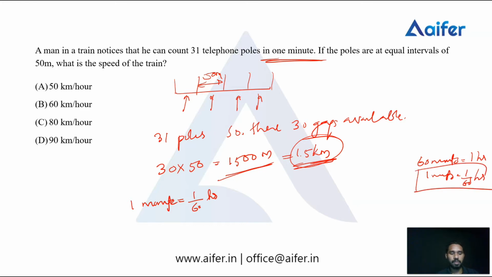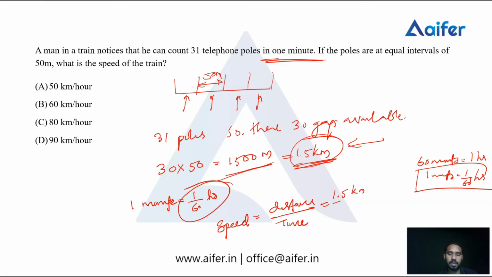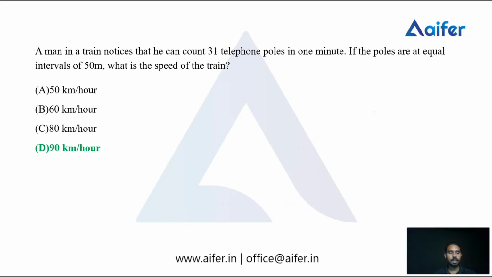So 1 minute is equal to 1 by 60 hour. So this distance is traveled in this much time. So we need to find the speed of the train. Speed is equal to distance by time, which is 1.5 kilometer divided by 1 by 60 hours. So it becomes 1.5 into 60, which is equal to 90 kilometer per hour. So our option is D, 90 kilometers per hour.